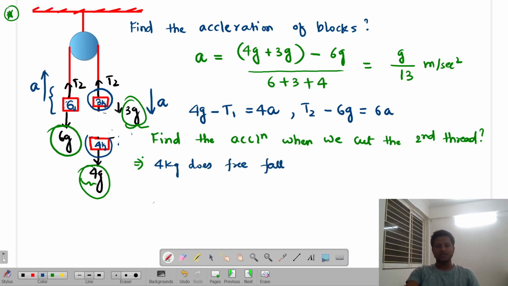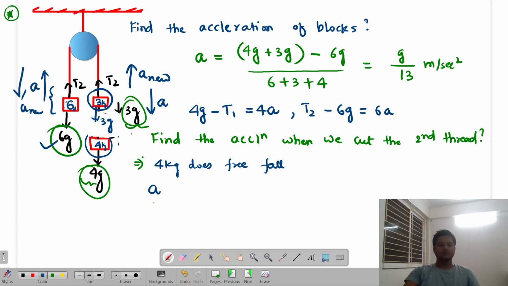But then what we see here is that 3G is still acting, or not? But at that time, what is heavier? 6G is heavier than 3G, or not? Yes. So what will happen? Basically, the new acceleration will be 3G going up and 6G going down.